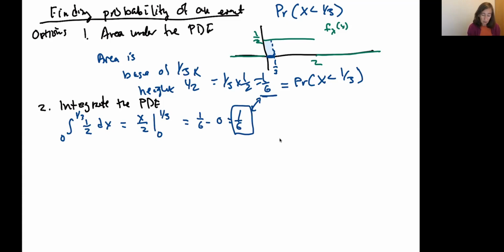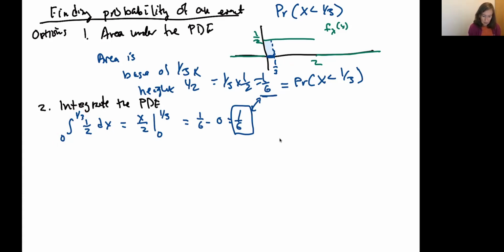I want to draw your attention here to how we get the event, like what event is the probability that we're looking for, into the calculation. If we're doing a picture, the event is telling us where on the x-axis we're finding the area above. So the base of the rectangle is what the event is here. If we're integrating, it's the limits of integration, so x going from a lower bound of 0 to an upper bound of 1/3. All right.